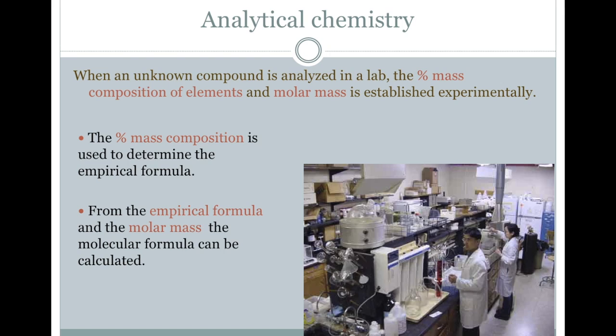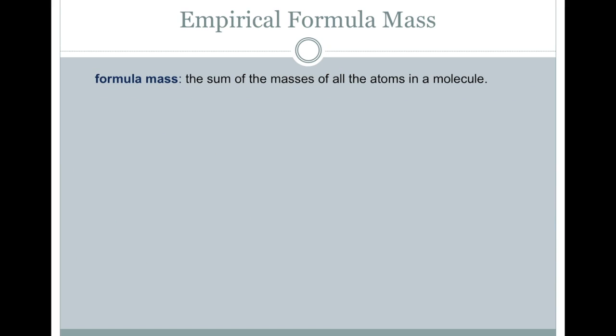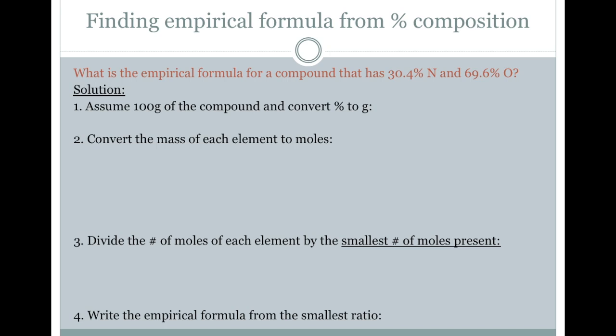When an unknown compound is brought into the lab, the percent composition of elements in that substance and its molar mass can be determined experimentally. The percent mass composition is then used to determine the empirical formula, and from the empirical formula and the molar mass, the molecular formula can be calculated. We're now going to learn how to find the empirical formula from percent composition.